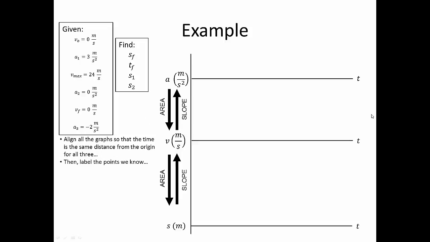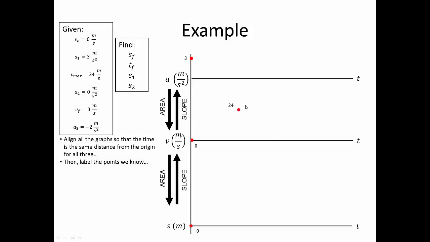Next, we want to label the points that we know. So we know that the initial velocity is 0, so we can go ahead and put that point right there on the graph. We also know that our initial acceleration is 3 meters per second squared, so we can go ahead and put that on the graph as well. Now we haven't stated this, but we're going to assume that we're starting from a position of 0 meters. So we'll go ahead and label our position at 0 on the position graph.